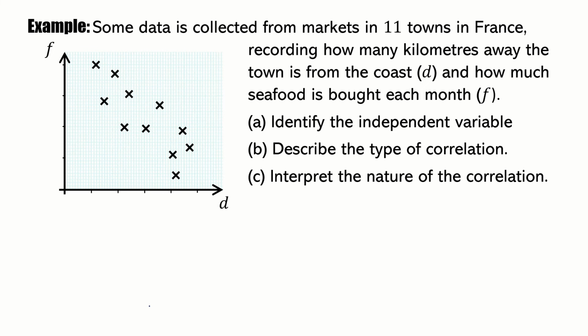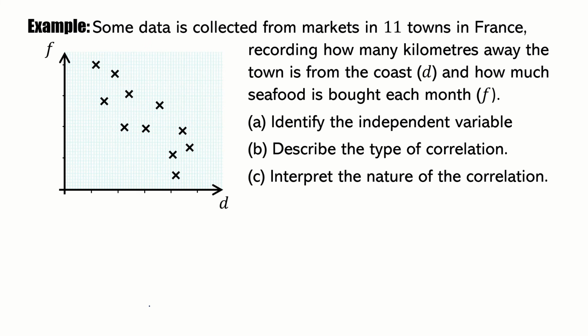We've been given some data and apparently it's been collected from markets in 11 towns in France, and they had recorded how many kilometers the town was away from the coast and also how much seafood was bought at the market in each of those circumstances, and they've then plotted that on the scatter graph. Important things to note is they have labeled the axes so we know which variable has been plotted where, even though we don't have enough of a scale to actually read off the individual data points themselves.